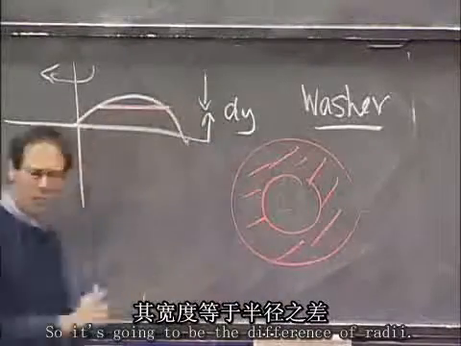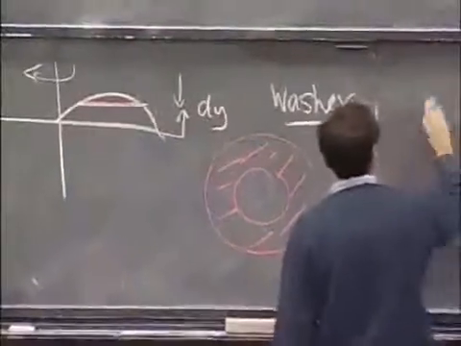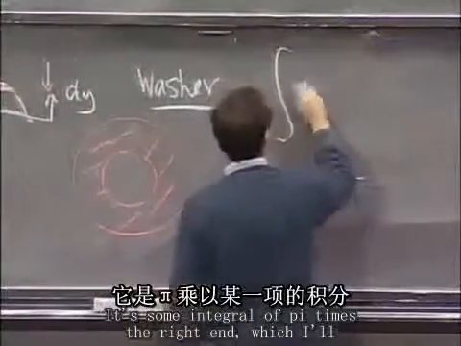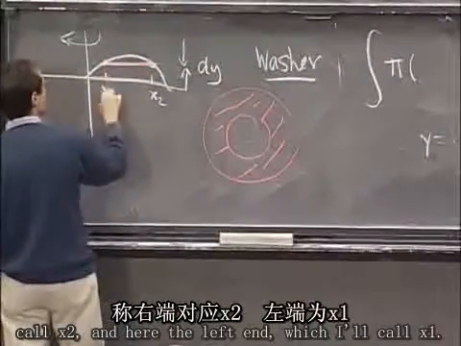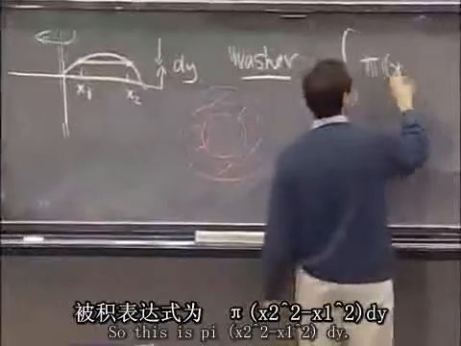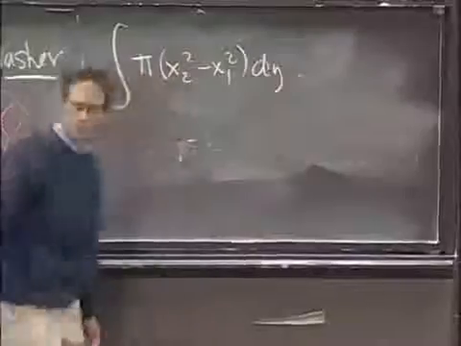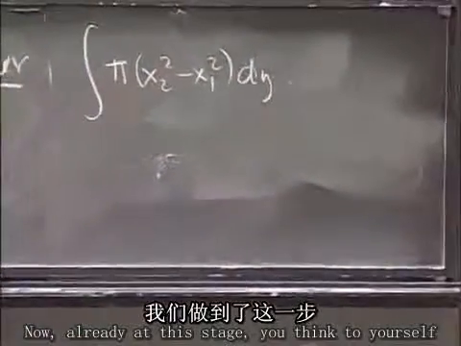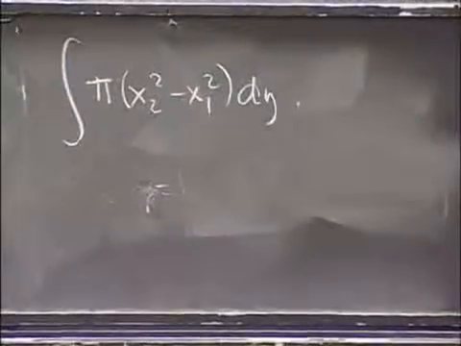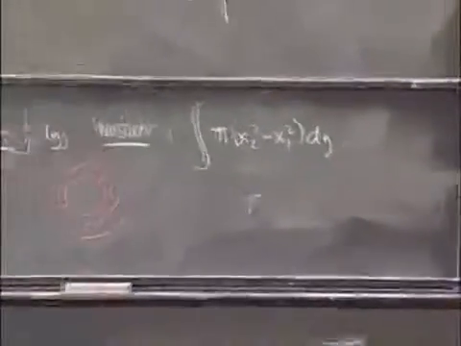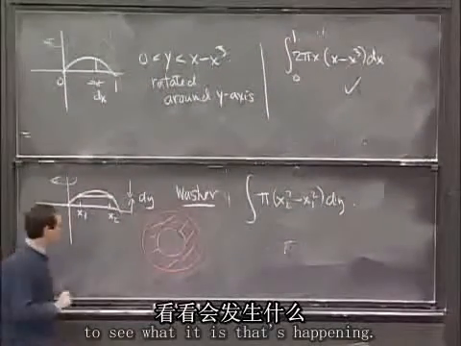So it's going to be the difference of radii. So what's the formula for this? It's some integral of pi times the right end, which I'll call x2, and the left end, which I'll call x1. So this is pi times x2 squared minus x1 squared dy. Now, already at this stage, you think to yourself, this is more complicated than the other method. So you've already abandoned it. But I'm just going to go one step further into this one to see what it is that's happening.